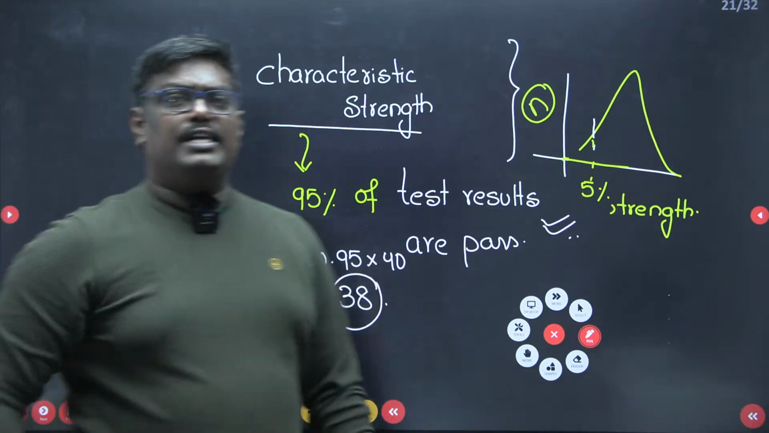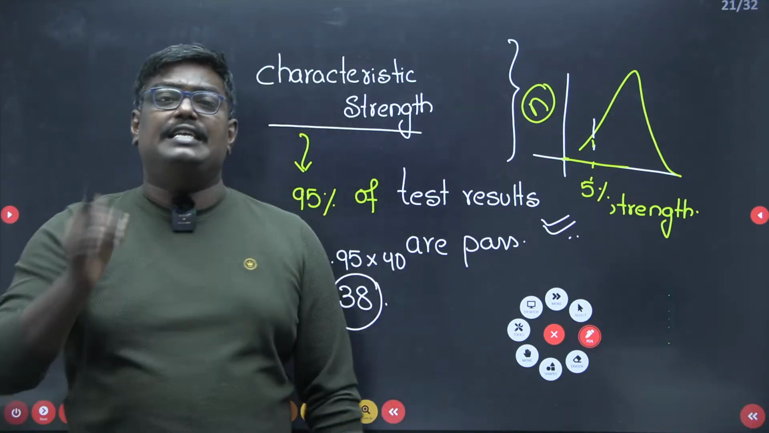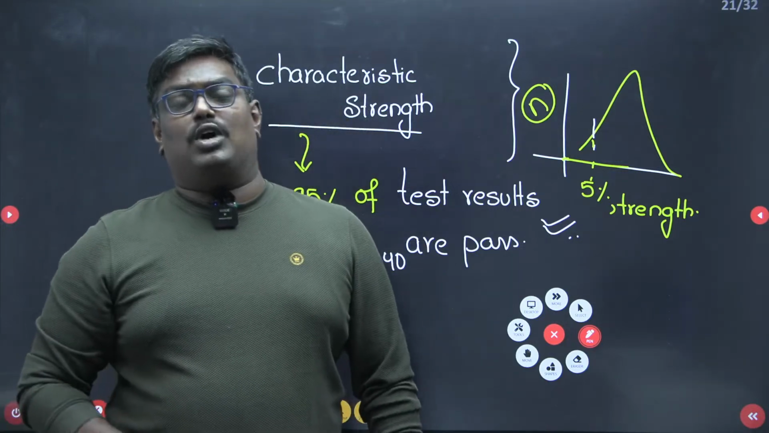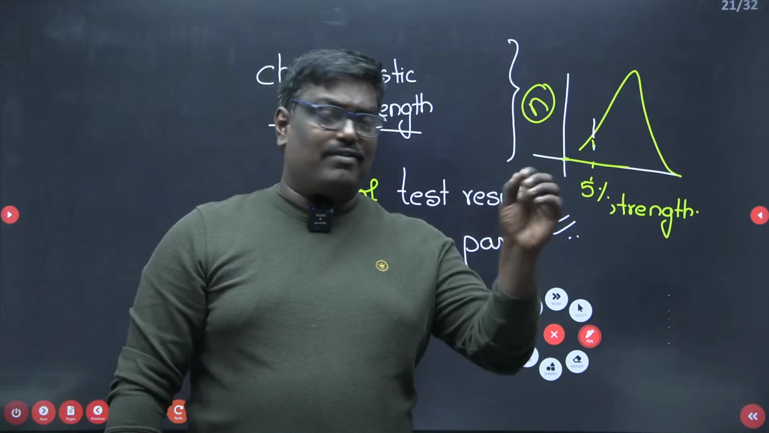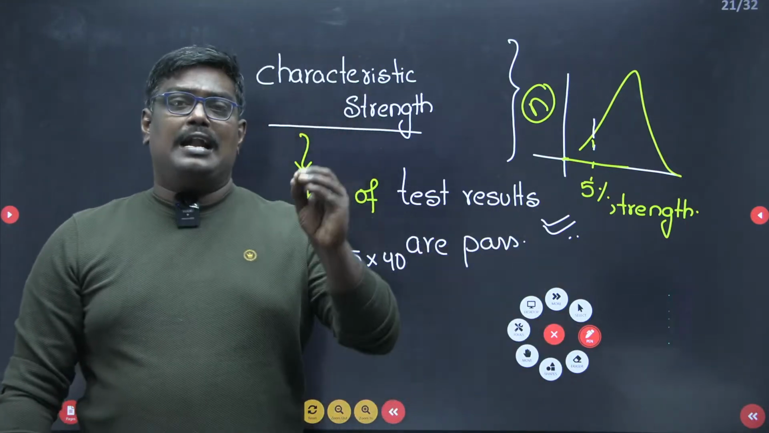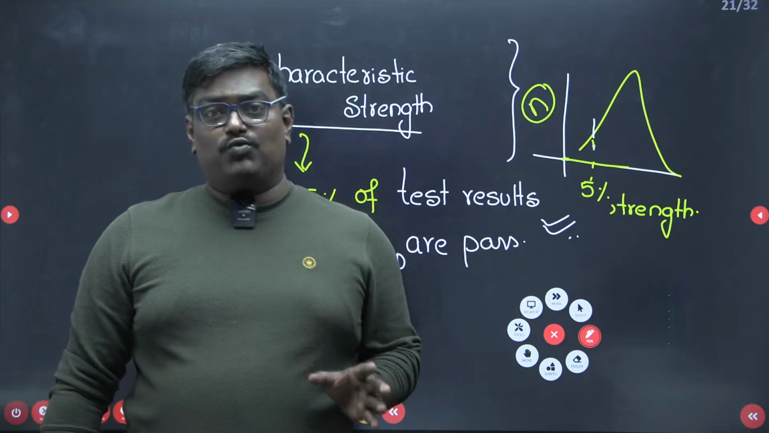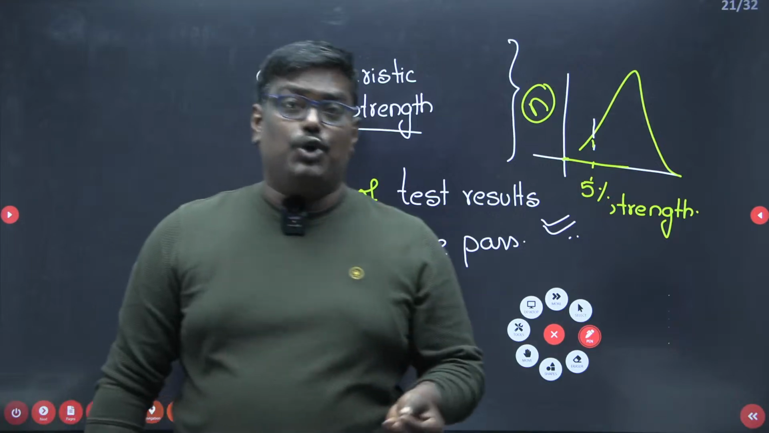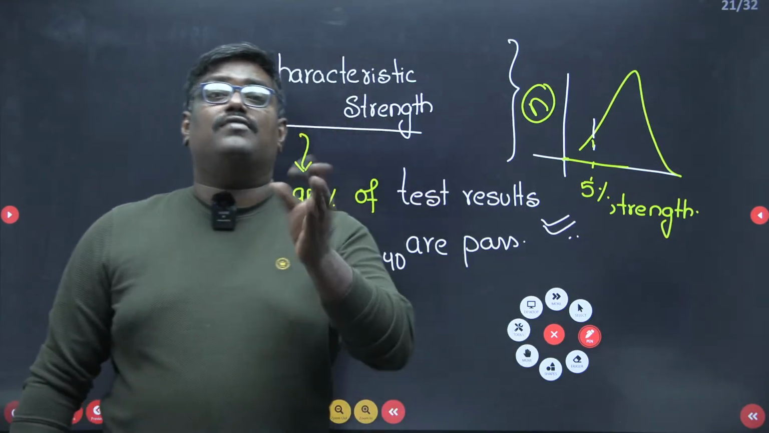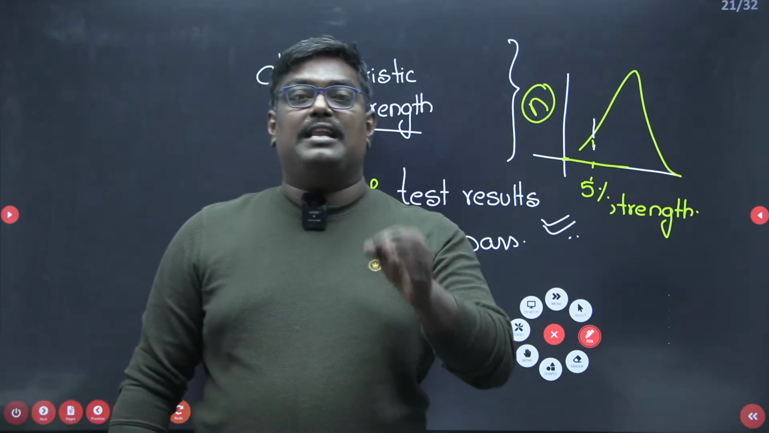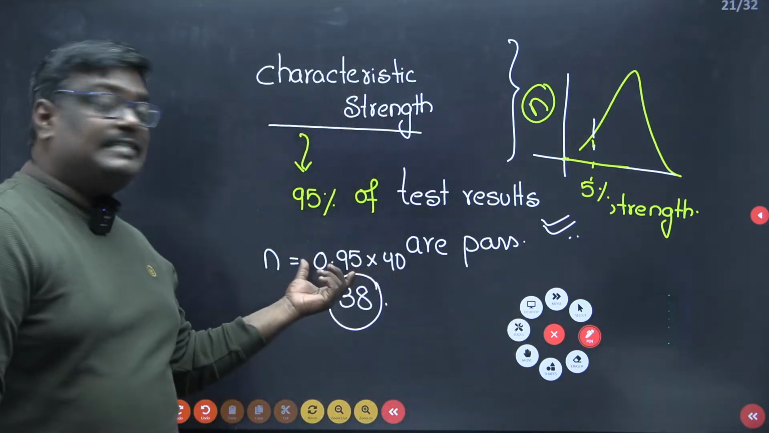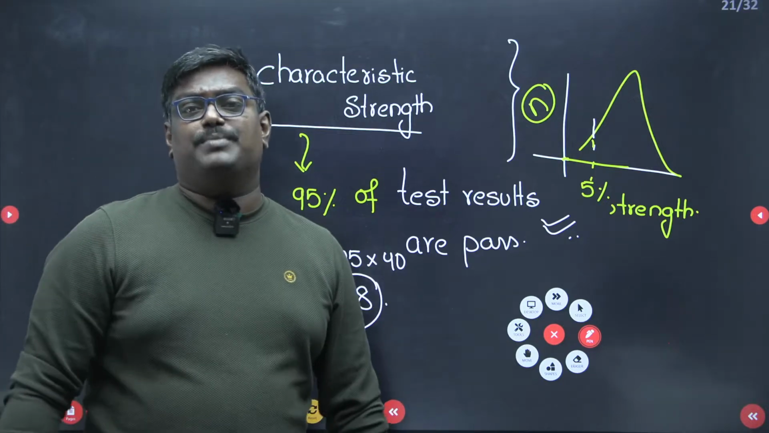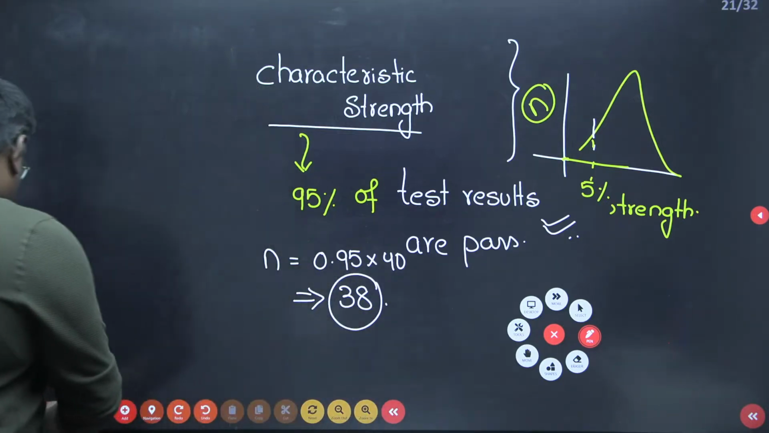So my dear students, what do you mean by characteristic strength? It is the strength at which 95% of the test results are expected to pass. The question here is they have given 30 MPa as FCK and number of specimens as 40. He is asking how many cubes will definitely have a strength of 30 MPa and no cube can be less than 30 MPa. We take the exact probability as 95% and calculated the number of specimens as 38. I hope you have enjoyed this solution.